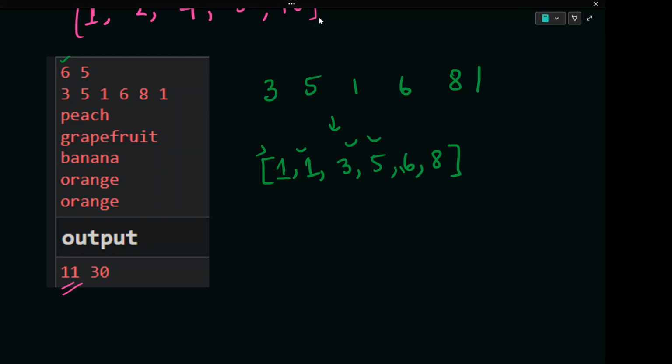Also, I think I missed out something. When I assigned orange to 5, it means 5 rupees is applicable to both the oranges. Okay, I'm sorry. It's not 6 rupees. It is 5, 5. I've missed it out. So orange will be 5.